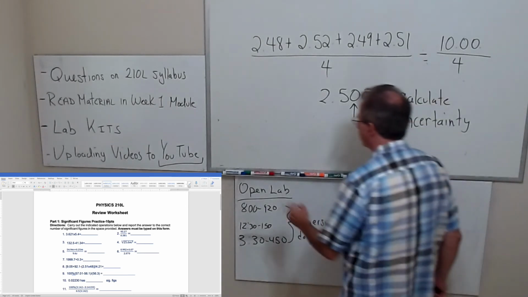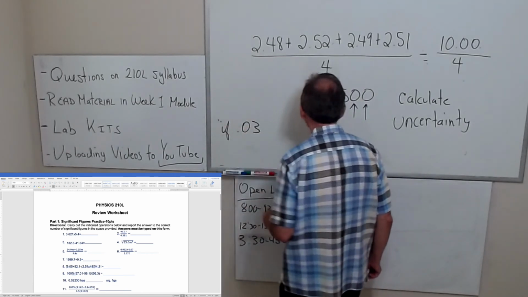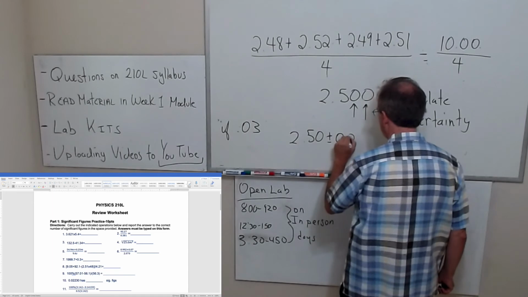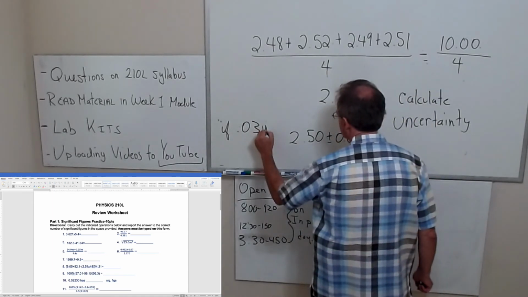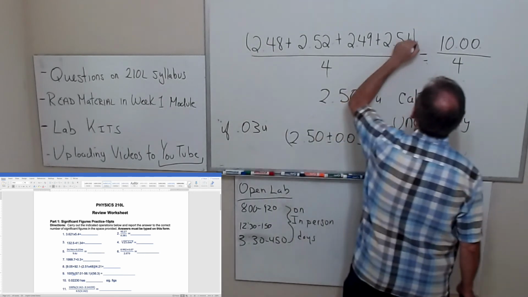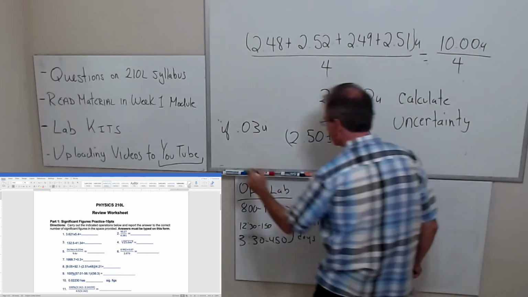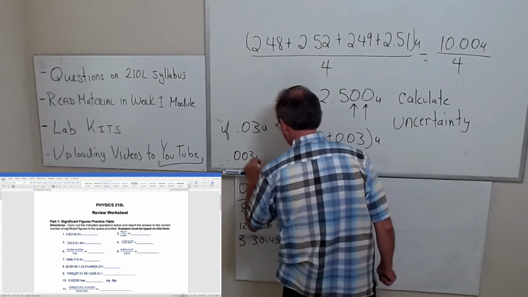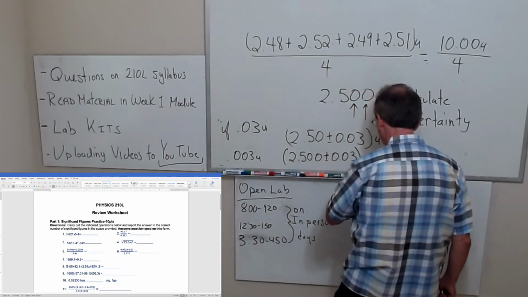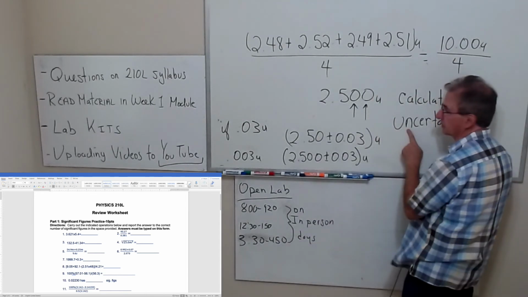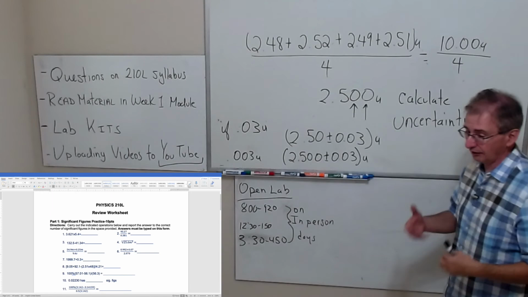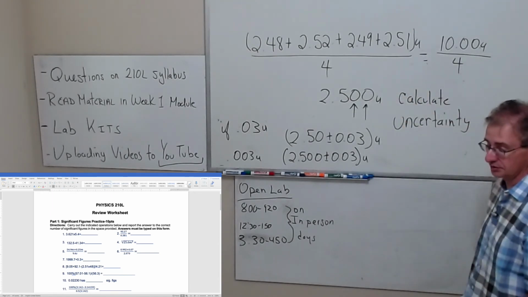So if the uncertainty was 0.03, then all I can say is 2.50 plus or minus 0.03. If the uncertainty, and I know units, sorry. Okay, if the uncertainty was 0.003 units, then I will quote it to the 1,000th place. So really, this is dictated by the uncertainty. The rules for sig figs are kind of ambiguous in a problem like this. But if I were to follow it strictly, I would write it as 2.500 units. Okay.